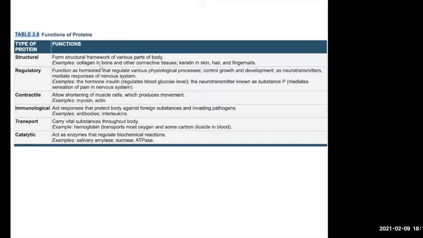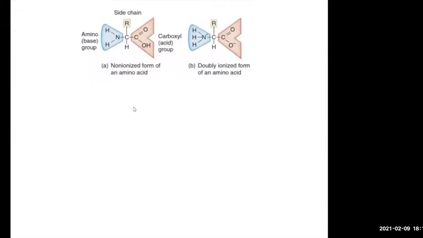Structural proteins of collagen in your bone and connective tissue, which we'll talk about today a little bit. And then all your regulatory functions as hormones, small peptides, your contractile ones, which we'll get into, actin and myosin, which are going to produce movement, right? And, not mentioned here is all the cell membrane stuff, right? Which we'll get into.